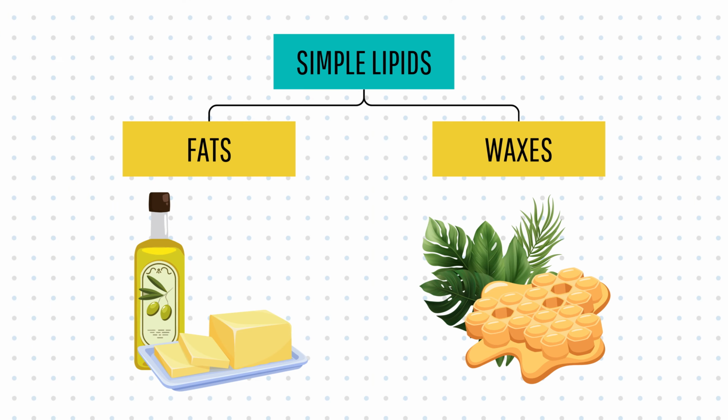First up, we have the simple lipids. These are like the minimalists of the lipid family, just esters of fatty acids with various alcohols. Simple lipids include fats and waxes. Fats are esters of fatty acids with glycerol. Think of butter or olive oil, fats in solid or liquid states. Waxes are esters of fatty acids with higher molecular weight monohydric alcohols. You might recognize waxes in things like beeswax or the coating on some leaves.